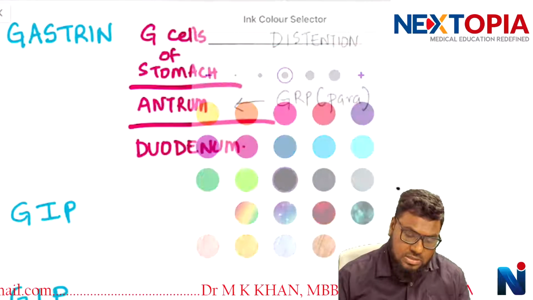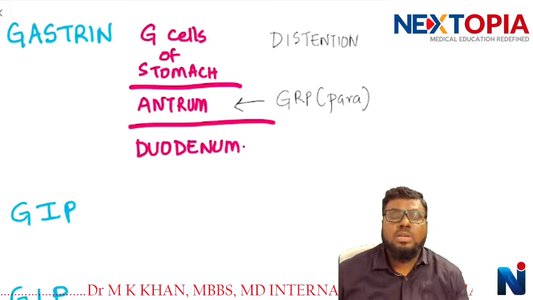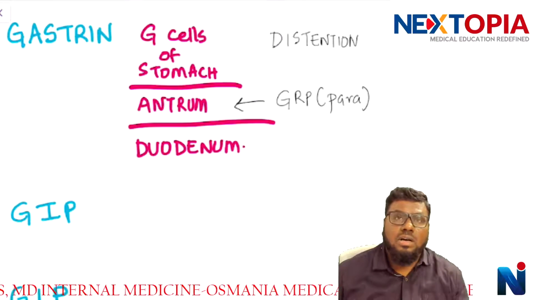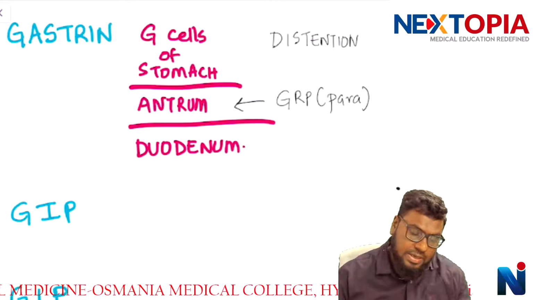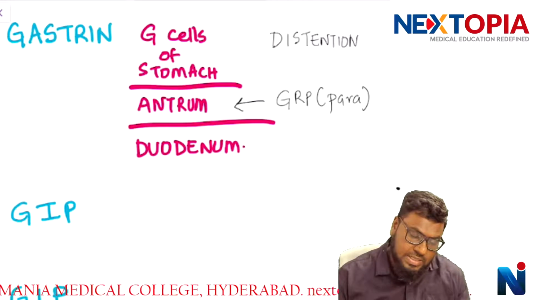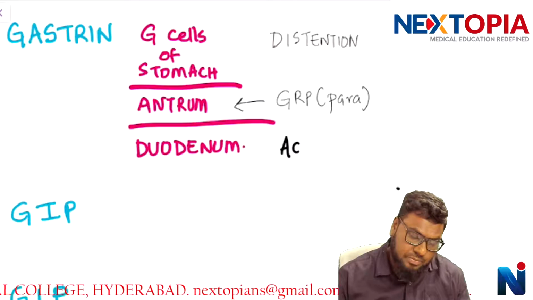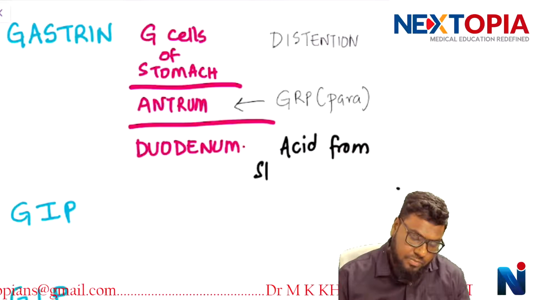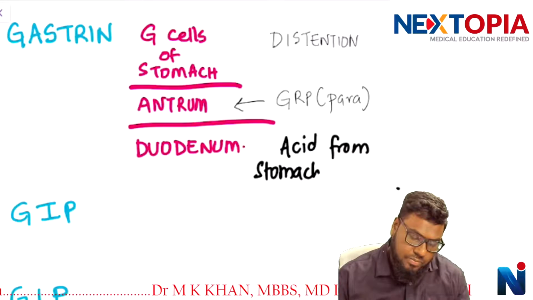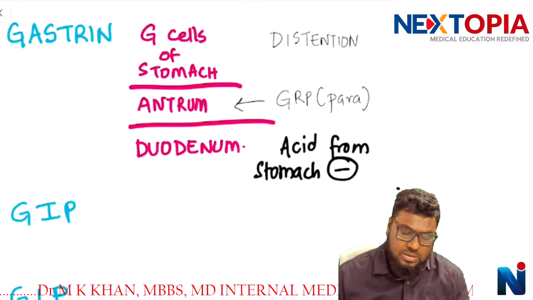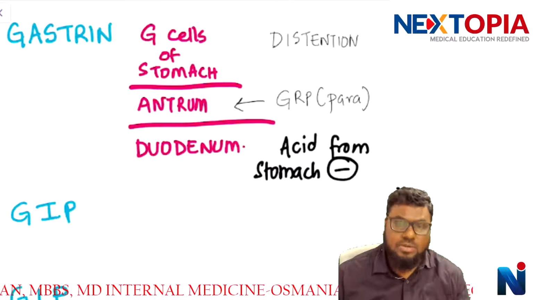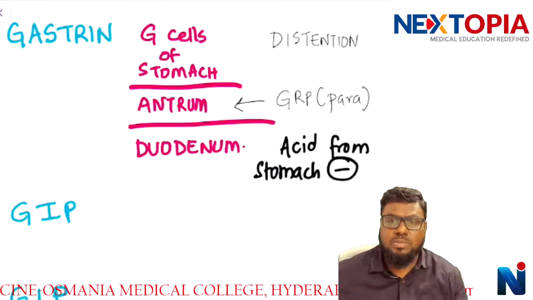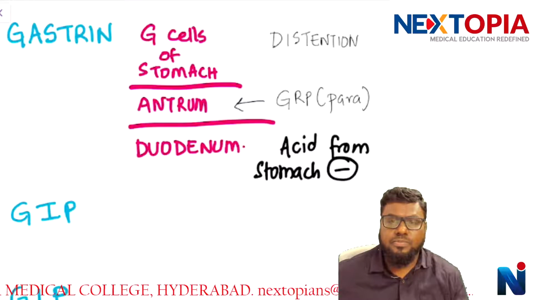Next, what causes the stimulation of gastrin in the duodenum? Actually, the presence of acid from the stomach inhibits the release of gastrin. Please remember this point.